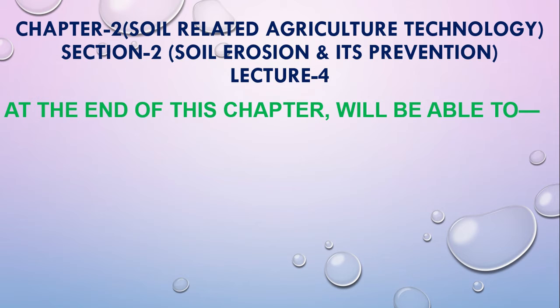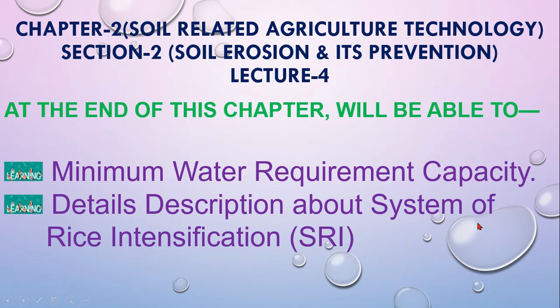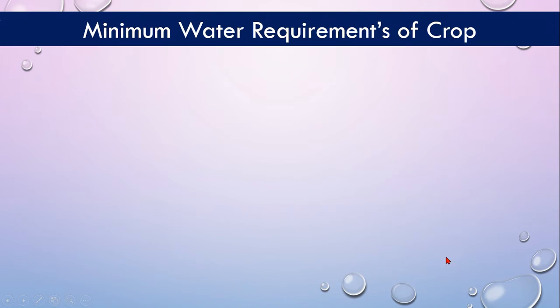Chapter 2, Section 2. This is the fourth lecture of this section. Previously, we discussed details about soil erosion, soil preservation, and conservation as well. Today, from this lecture, we will be able to understand the minimum water requirement of a crop, then details about the System of Rice Intensification, which is the SRI method.